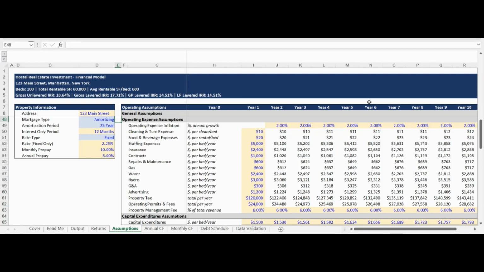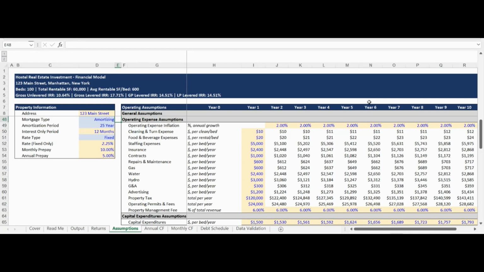Most of the traditional operating expenses, such as staffing, insurance, contracts, and advertising, are entered on a per-unit per year basis. For example, an assumption of $5,000 per unit per year for staffing expenses will model a total annual cost of $500,000 for a 100-unit property. Property tax and operating permits and fees are entered on a total per year basis. This means that if the property tax bill is $120,000 per year, enter the total annual tax bill as $120,000 as the property tax assumption.